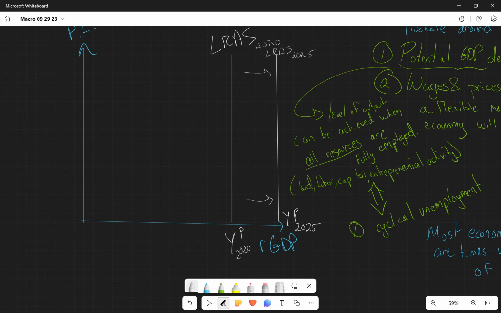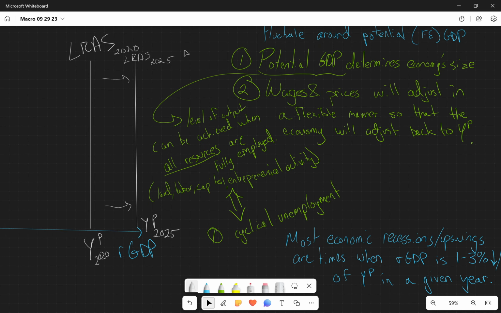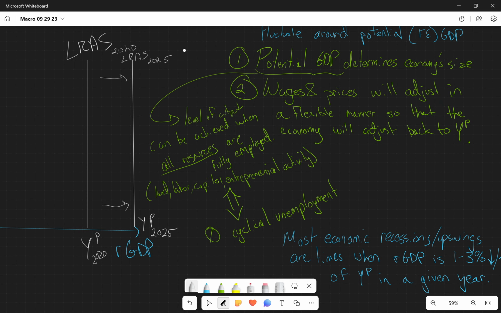Now, part of what we talked about is this second assumption here, right? Wages and prices will adjust in a flexible manner. So unlike the Keynesians, neoclassicists say that even if they're sticky in the short run, they're still flexible over time. They say that yes, an economy can produce above its level of potential GDP in the short run, but it can't sustain that level.